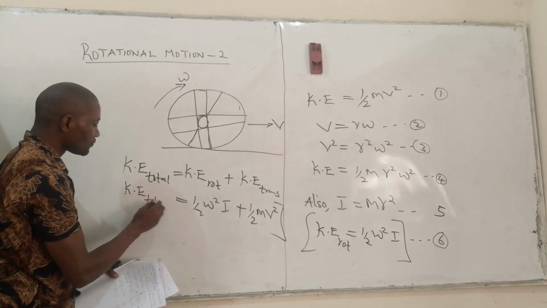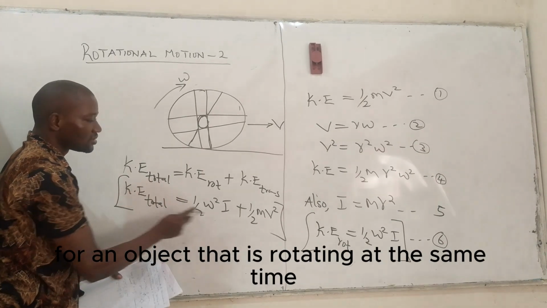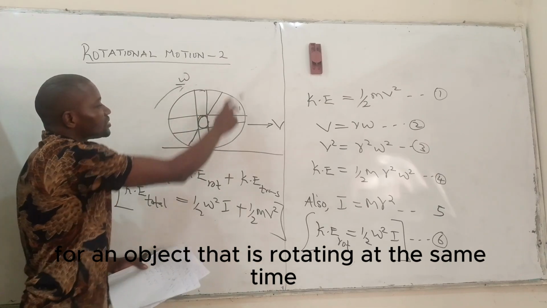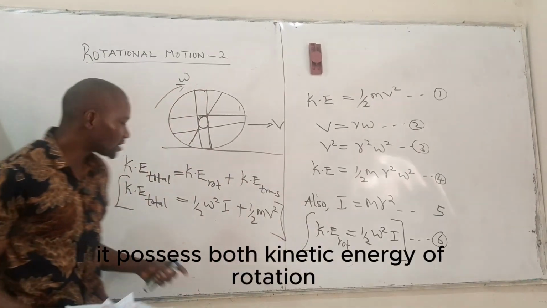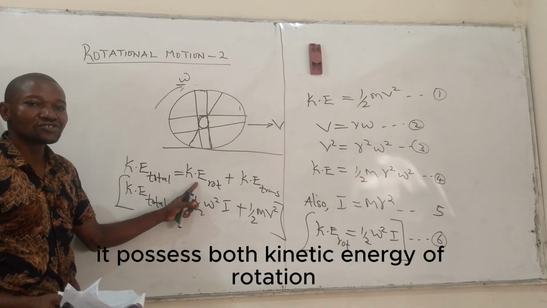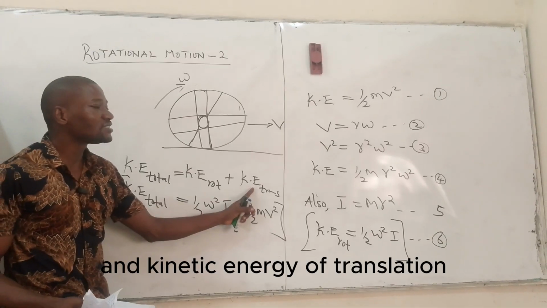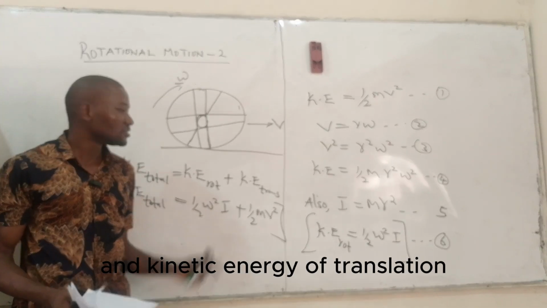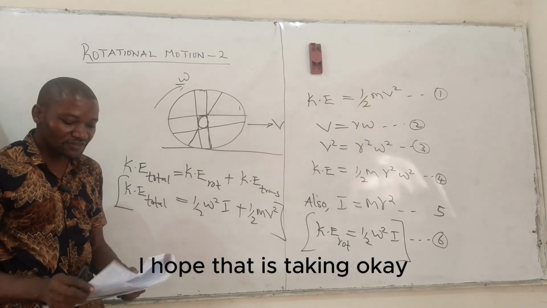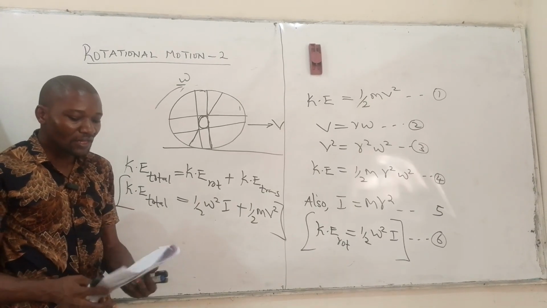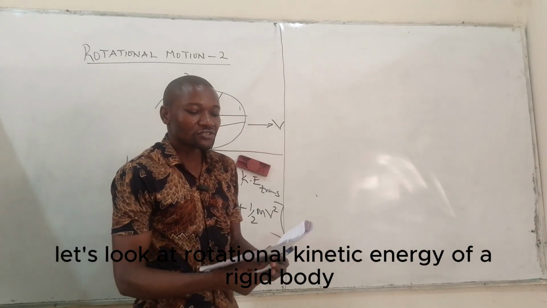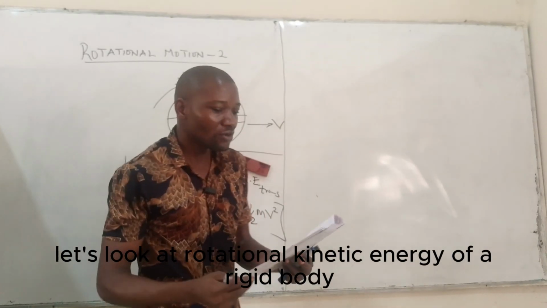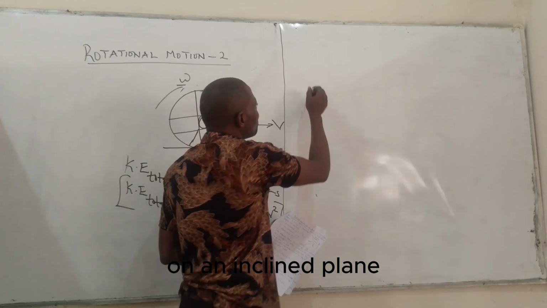So, for an object that is rotating at the same time translating, it possesses both kinetic energy of rotation and kinetic energy of translation. I hope that is taken. Okay, let's look at another scenario. Let's look at rotational kinetic energy of a rigid body on an inclined plane.